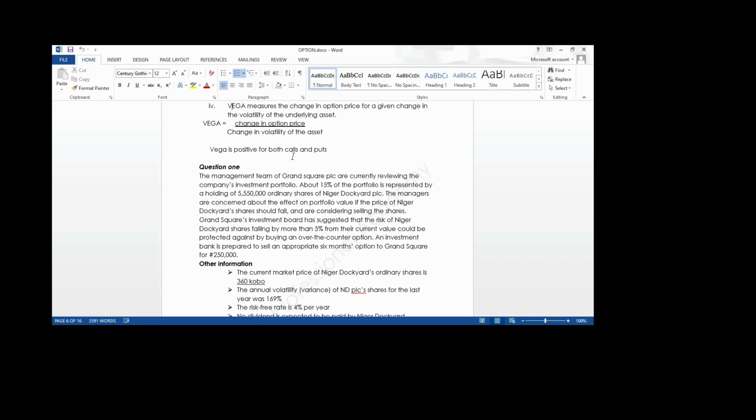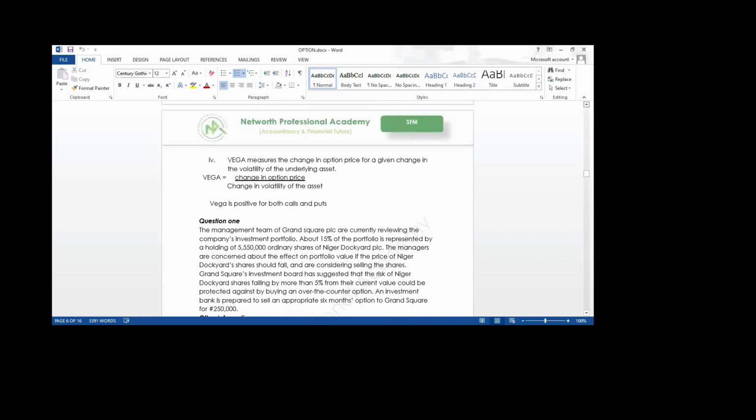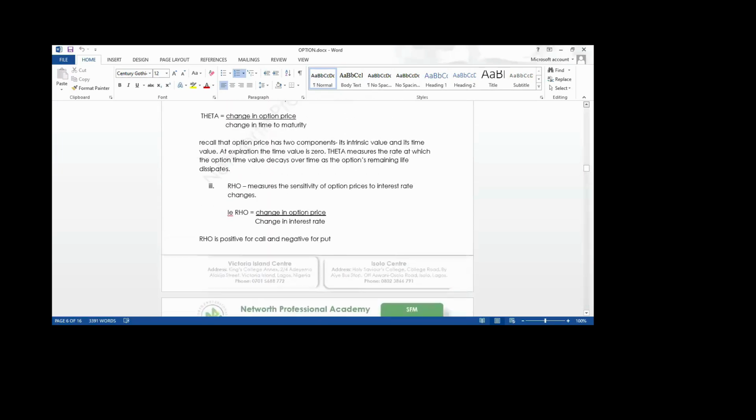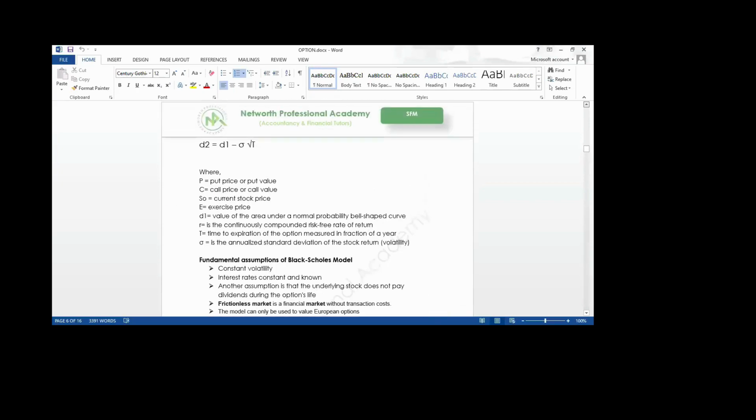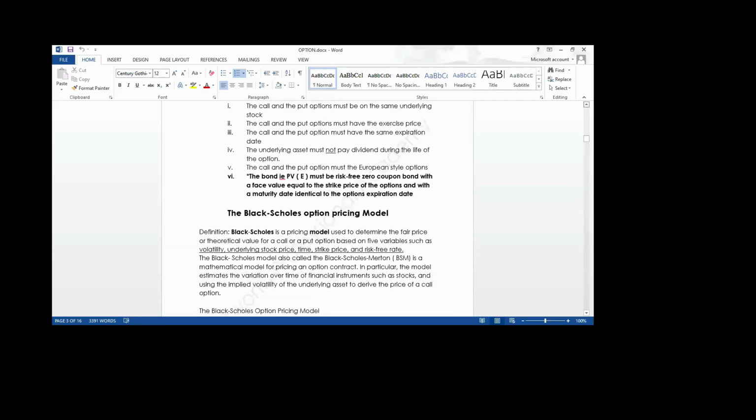Now, for you to obtain the right to buy or the right to sell, you must pay a premium. The premium must be paid immediately. So if you want to obtain a right to buy an asset at a price agreed today, you are going to pay a premium for that right. The premium you pay for a call is what we call call premium, or call value, or call price.